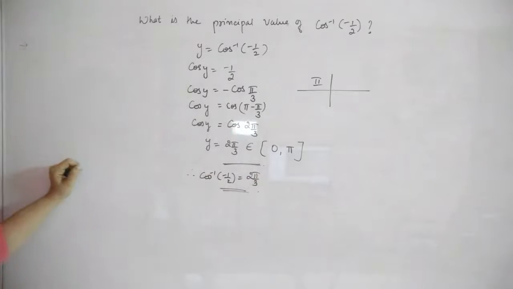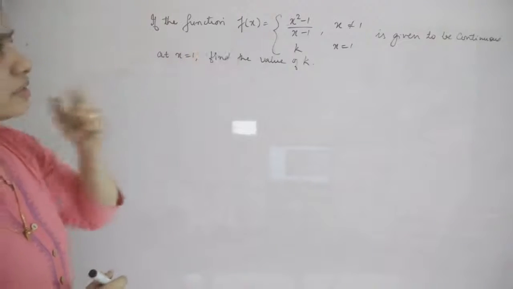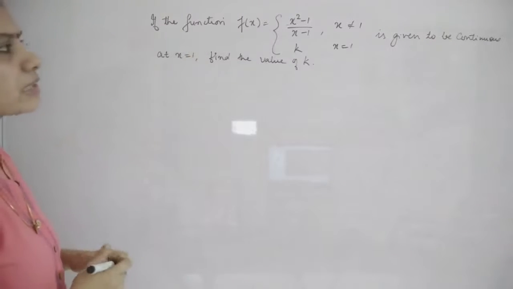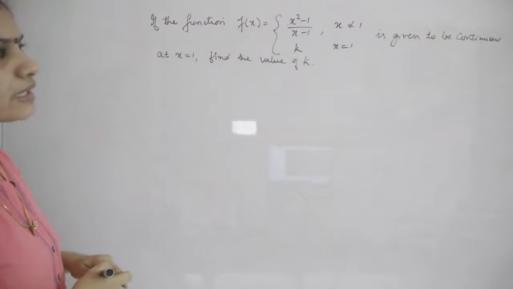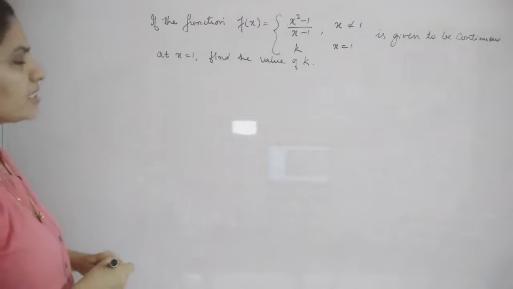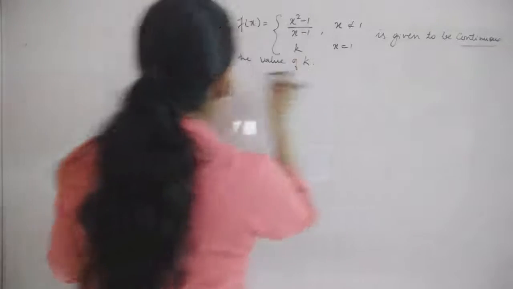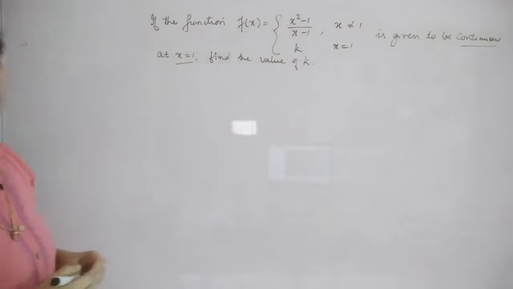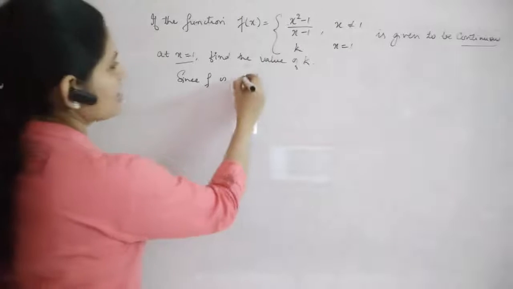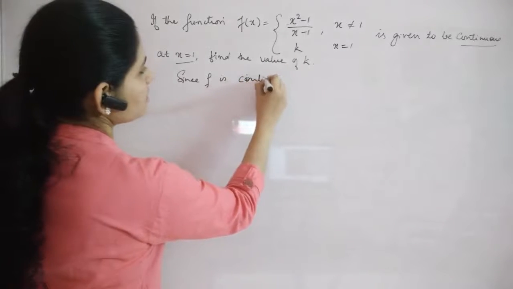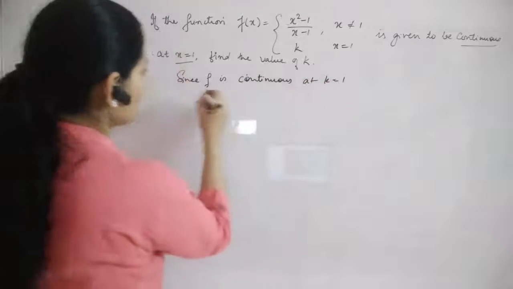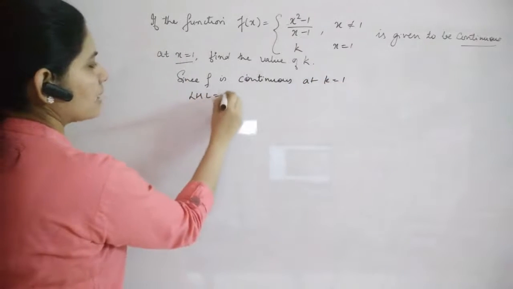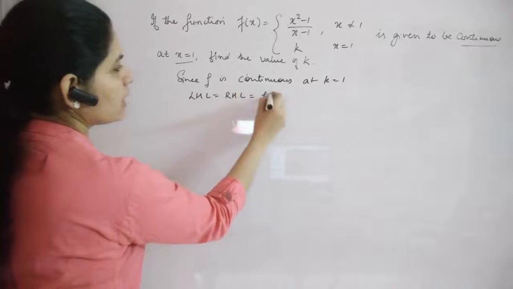Okay. f of x, which is defined as x square minus 1 by x minus 1 when x is not equal to 1, and k when x is equal to 1, is given to be continuous at x equal to 1. You have to find out the value of k. So for that, since f is given to be continuous at x equal to 1, you will have LHL equal to RHL equal to f at the point.